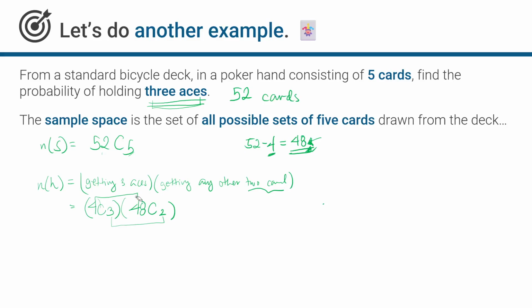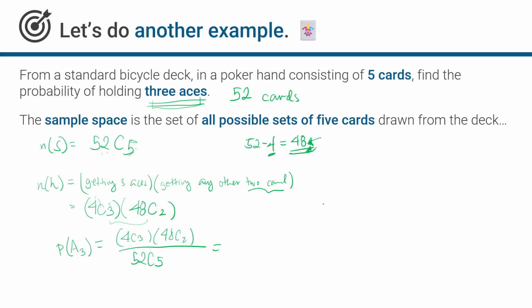If you would like to check, you need to know that the first part of your combination should add up to the total number of cards, and your hand, or 5, should add up to the second part of the combination of the sample space. It's not always like that. There are several special conditions, but generally that is how it happens. So the probability of holding three aces is 4 combination of 3 times 48 combination of 2, divided by the sample space, 52 combination of 5.